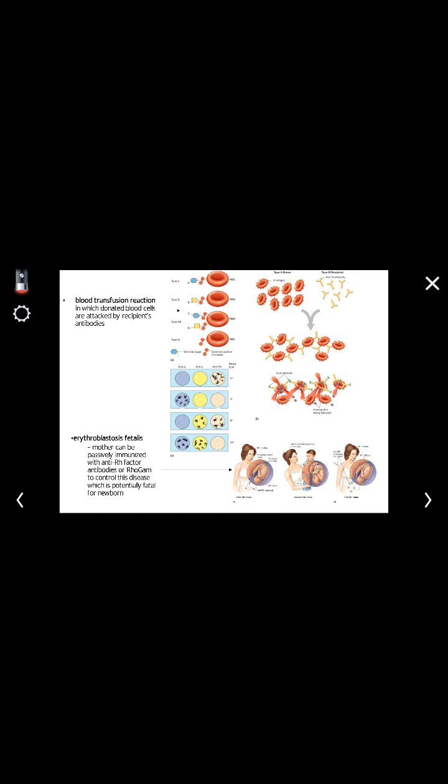Agglutination occurs when antibody-antigen complexes form within the blood. In erythroblastosis fetalis, the mother can be passively immunized with anti-Rh factor antibodies, or RhoGAM, to control this disease, which is potentially fatal in newborns. It usually can cause jaundice in some cases if it's not severe.